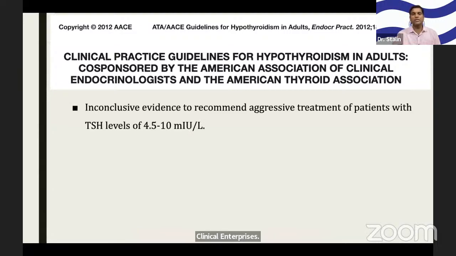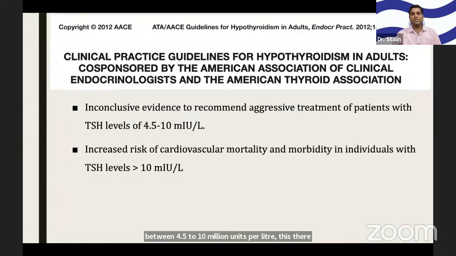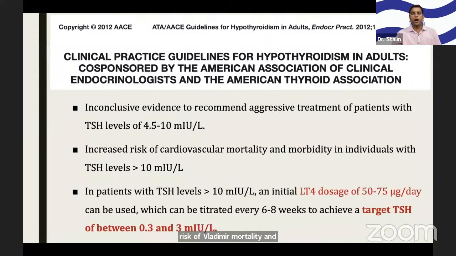What they recommended is, whenever the TSH level is between 4.5 to 10 milliunits per liter, there is inconclusive evidence to recommend aggressive treatment. What if the TSH is above 10 milliunits per liter? Yes, they agreed that there is going to be increased risk of cardiovascular mortality and morbidity. So we should consider treating them. How are we going to treat them? Start with a thyroxine dose of 50 to 75 mcg per day and try to reach a target TSH of 0.3 to 3 milliunits per liter.